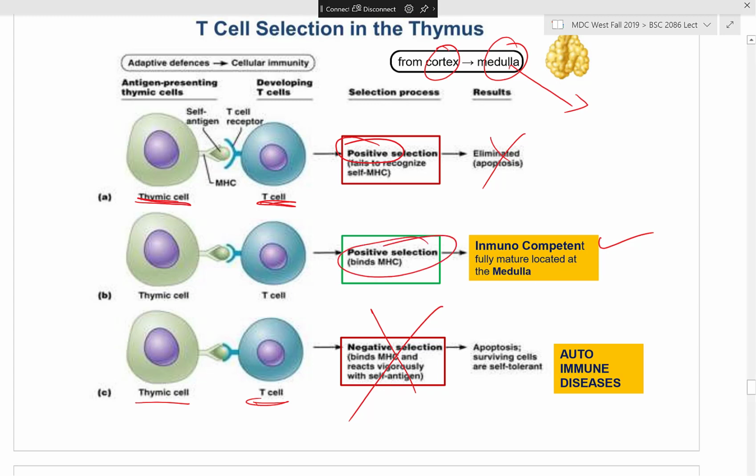If you bind too tightly, what do you do? If you bind too tightly, you get something known as what? Autoimmune diseases. So, you know there are people that have autoimmune disease, right? Have you ever heard of lupus? Lupus is an autoimmune disease. So that means that something went wrong right here. So that's an autoimmune disease.